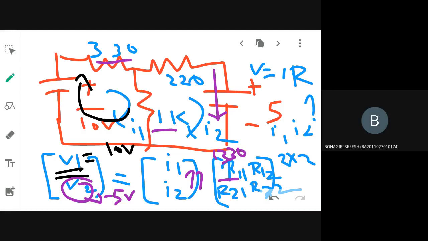What about R12? R12 and R21 is the common resistance between the two meshes. But you have to give a negative sign. So what will be R12? Minus 1000. And what about R22? 1220. Sum of resistances. I think you all understood.